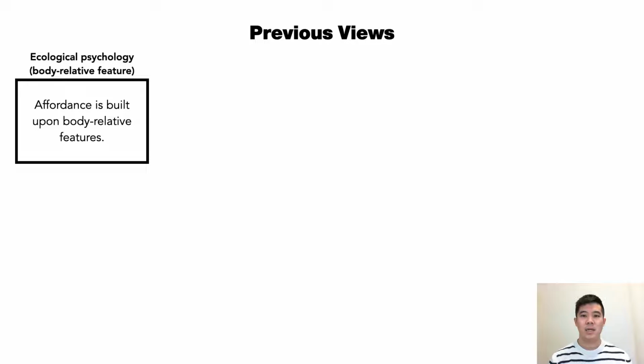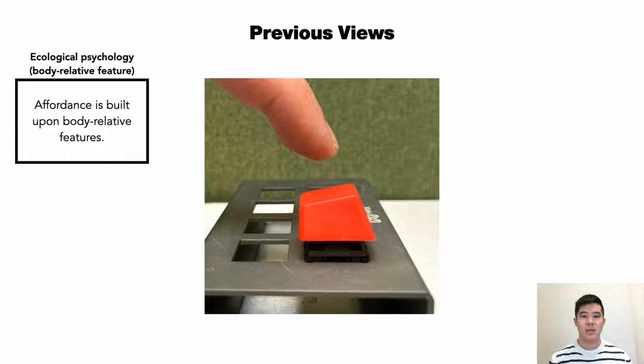Let's take a look at the previous views. For ecological psychologists, affordance is built upon body relative features. For instance, this object is pressable to you because the dimension of the keycap somehow matches the dimension of your fingertip. Also, the depth between the keycap and the base compared to you is sufficient to be pressed down. So you recognize it can be pressed.